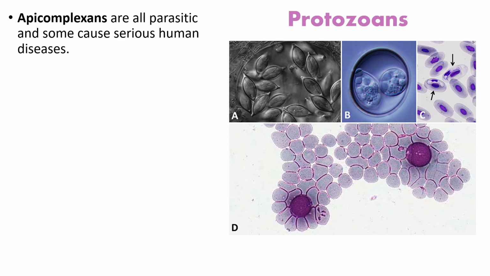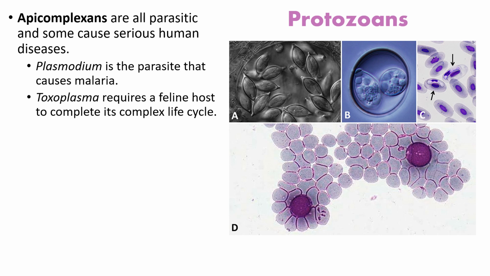This next group are going to be called apicomplexans, and they are going to be all parasites, and they can cause some serious human diseases. Plasmodium is one. This is a parasite that causes malaria, and so malaria is an absolutely horrible disease that is very dangerous in certain parts of the world.